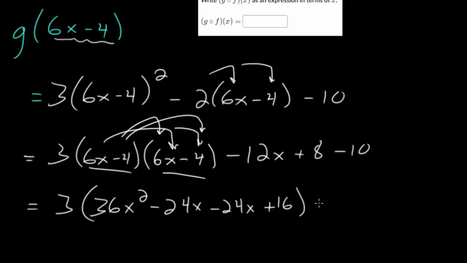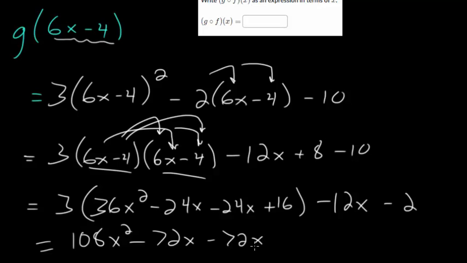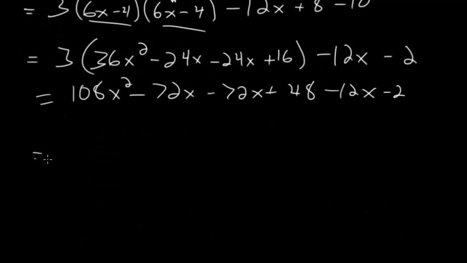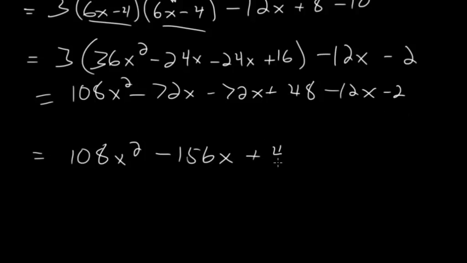And over here, I can simplify this just a little bit. Minus 12x minus 2. Now the 3 multiplies to all of these. So 3 times 36 is 108, so that's 108x squared, minus 72x, minus 72x, plus 48, minus 12x minus 2. And one final simplification. So we have 108x squared, and then this is minus 144x, minus 12, so that's minus 156x. And then we have plus 48 minus 2, so that's plus 46.